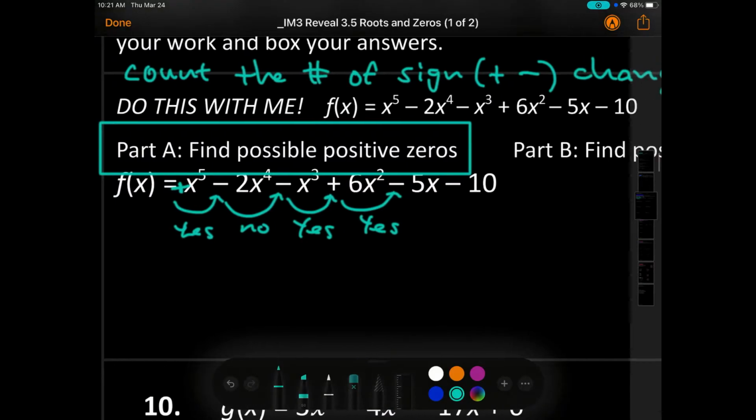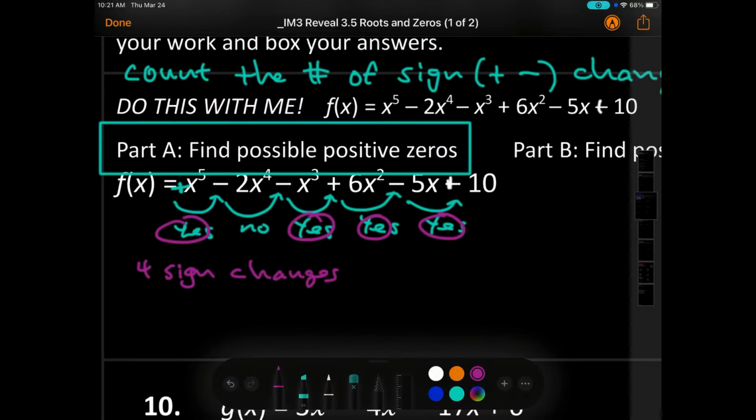And this one, actually, sorry, this should have been a positive. And so negative to positive, that's also a yes. So if I count the number of changes here, I have 1, 2, 3, 4. So with 4 sign changes, that means the possible positive zeros go in pairs. So 4, 2, or 0 is our answer.